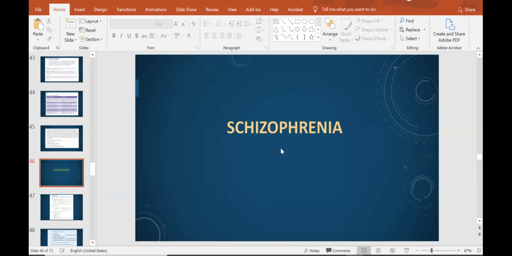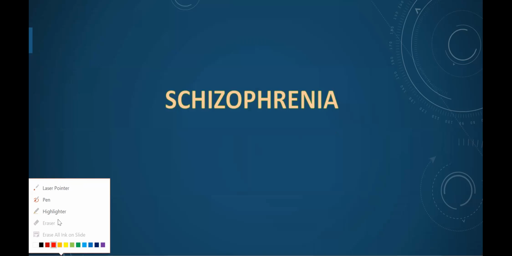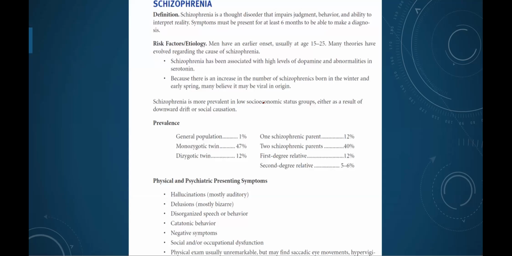All right, doctor. So let's start again. Now we're going to discuss schizophrenia, a very important topic for your psychiatry. What we understand about psychosis is schizophrenia. When a patient loses touch with reality, it's called schizophrenia. Symptoms of schizophrenia must be there for at least 6 months to make a diagnosis.